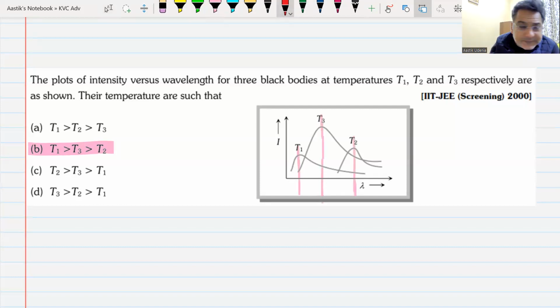Do we understand this? The areas under the curves are different because it's for three different bodies and therefore they have three different graphs. But Wien's displacement law has to be followed. Do we understand this? Understood, sir.